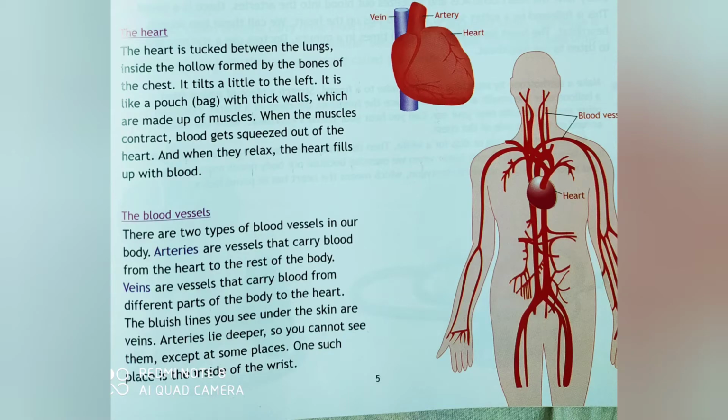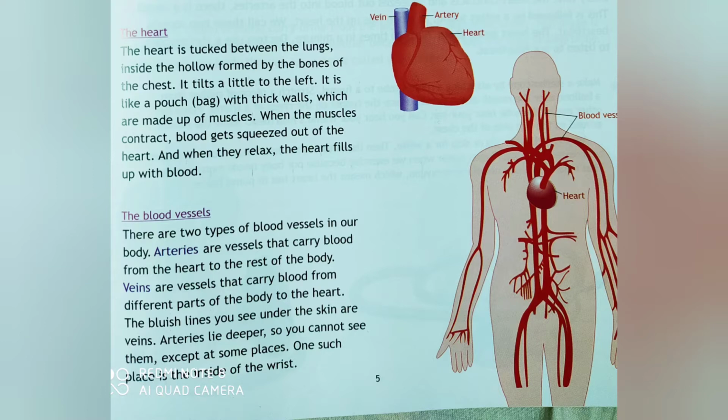Moving on to the next paragraph, heart. The heart is stuck between the lungs. So the heart is located between the lungs inside the hollow formed by the bones of the chest. It tilts a little to the left, so you can underline this. When the muscles contract, the blood gets squeezed out of the heart. When they relax, the heart fills up with blood.